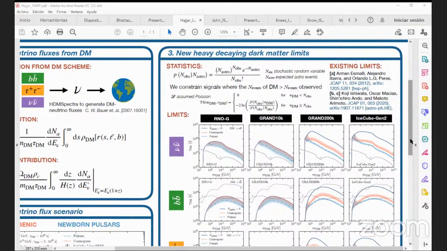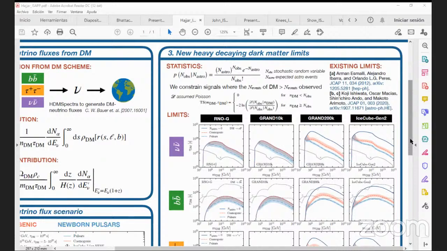And after this, we are going to make another conservative choice, that is that we are only going to constrain signals where the number of events that come from dark matter is higher than the expected observed number of events. In order to do that, we use the following test statistic, in which we can see that it is 0 for the case in which we have a lower number of dark matter events than the number of expected observed events. And we assume that the likelihood is a Poisson one. So with this, we just proceed to see the limits.